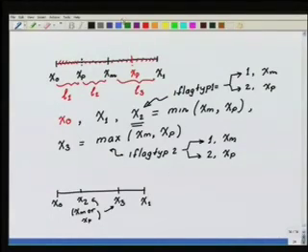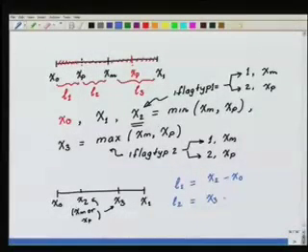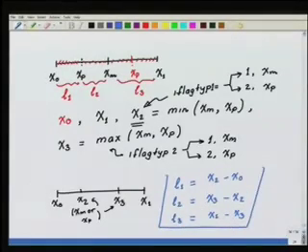Now I will measure the length. L1 is equal to x2 minus x0. L2 is equal to x3 minus x2, and L3 is equal to x1 minus x3. These lengths we are going to measure. Note something, that this L1, L2 and L3 can each be either 0 or L.